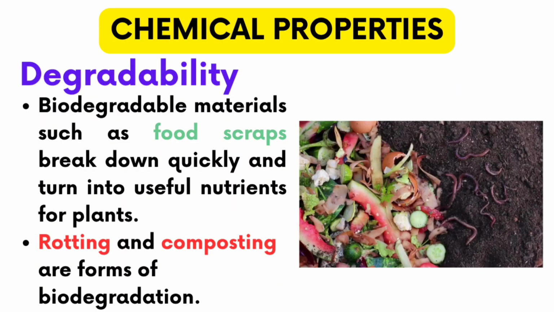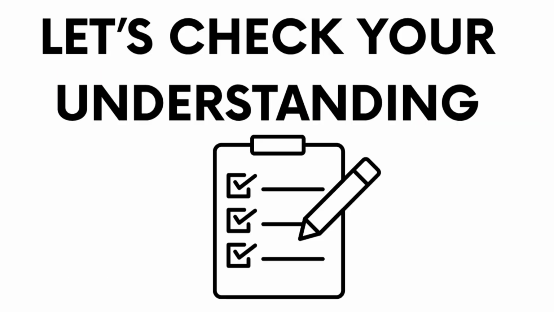Biodegradable materials, such as food scraps, break down quickly and turn into useful nutrients for plants. Think of the food scraps in your compost bin. Rotting and composting are forms of biodegradation. Let's check your understanding.